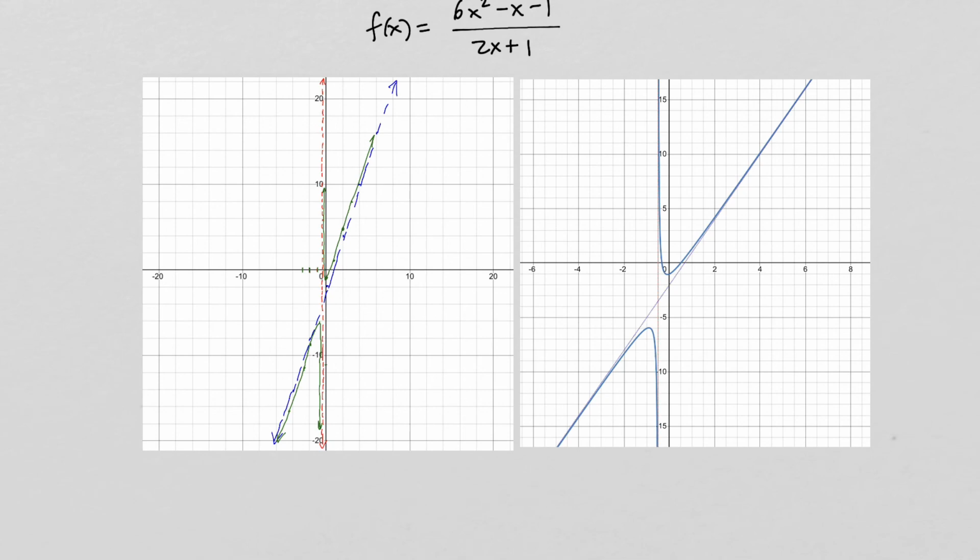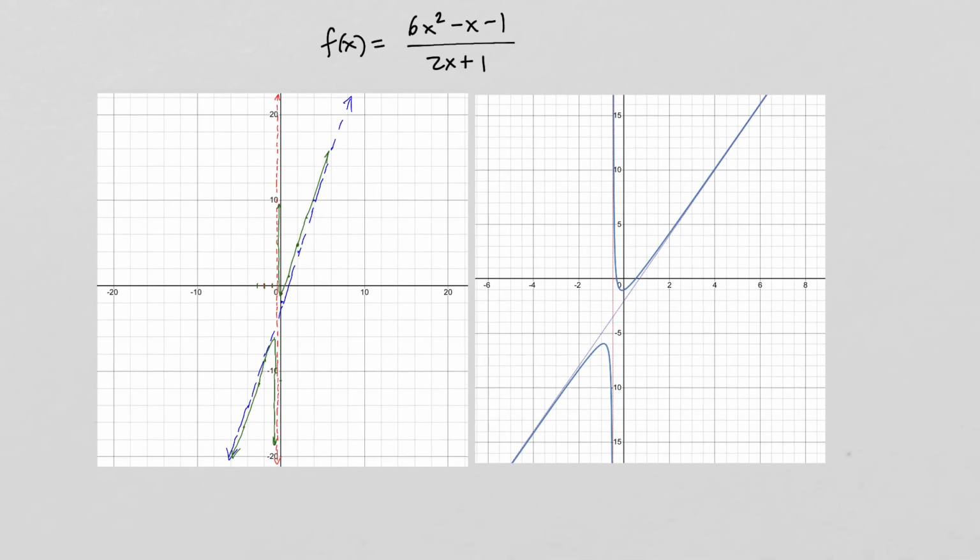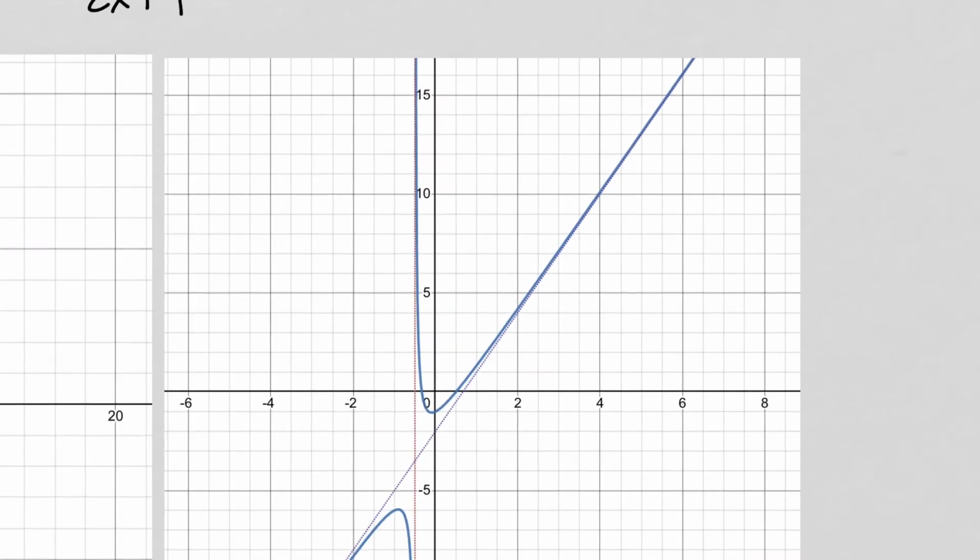But here's the graph from a graphing calculator. And you'll also notice that on this graph, I changed the scaling of the x-axis a little bit to spread out the graph a little more horizontally. Now you can see the vertical asymptote here at x equals -1/2. And you can also see the slant asymptote at y equals 3x minus 2. And you get a much better idea of what's happening here.